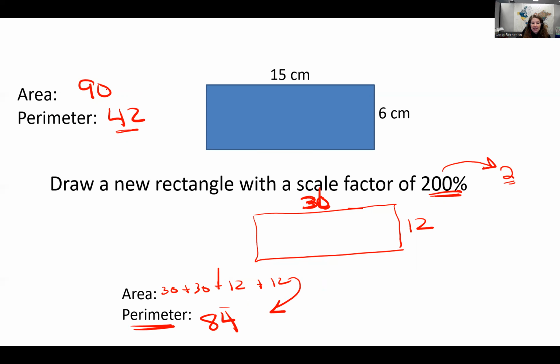But for area, it's not going to be twice as big, because we doubled both sides and now we're multiplying them together. So now we're multiplying 30 times 12. The new area is 360. It's actually 4 times bigger than our original, right? Because we're multiplying 2 things by 2 and then multiplying them together.